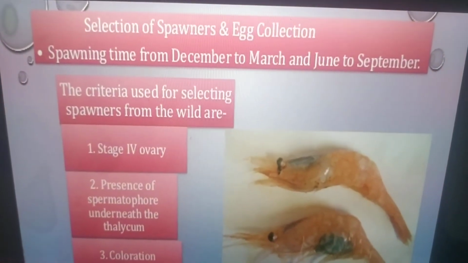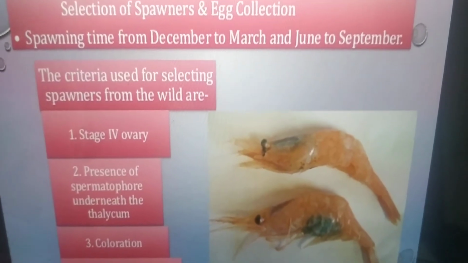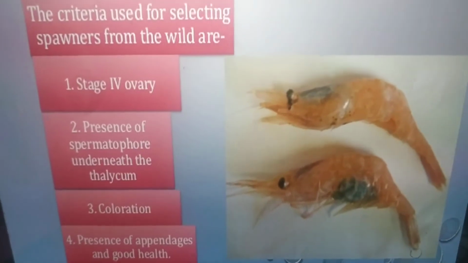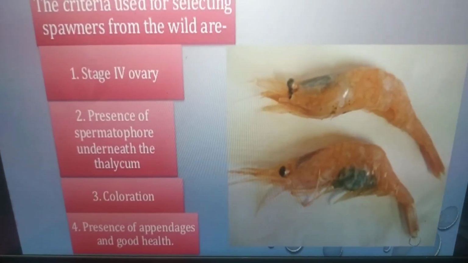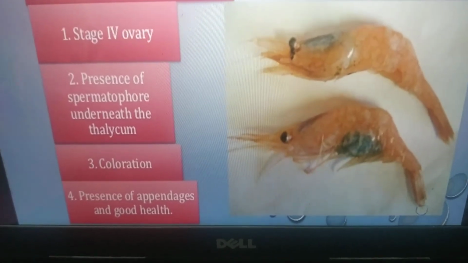Selection of spawners and egg collection. Spawning time is from December to March and June to September. The criteria used for selecting spawners from the wild are stage 4 ovary, presence of spermatophore underneath the thelycum, coloration, presence of appendages and good health.